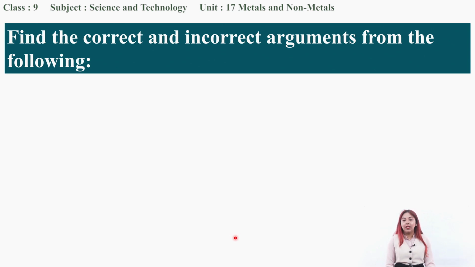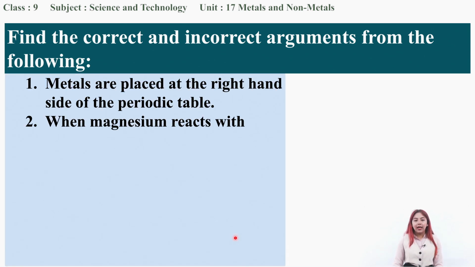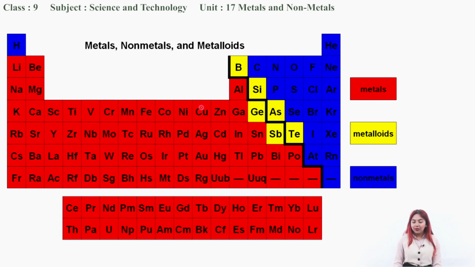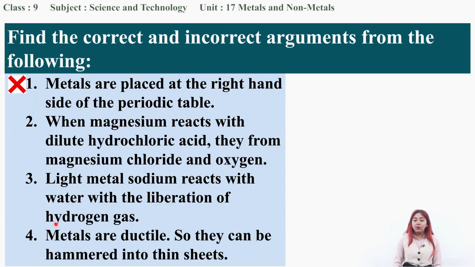So find the correct and incorrect arguments from the following. Here we have 4 arguments. Now let us see individually which is correct and which is incorrect. Metals are placed at the right hand side of the periodic table. Is this true? Let me give you a hint. Now see, where are the metals placed? Is it placed on the right hand side or left hand side? Yes, it is present on the left hand side, not the right hand side, because non-metals are placed on the right hand side. The red colors here are the metals. So the argument was incorrect. Metals are placed at the left hand side, not the right hand side. So the first argument is incorrect.